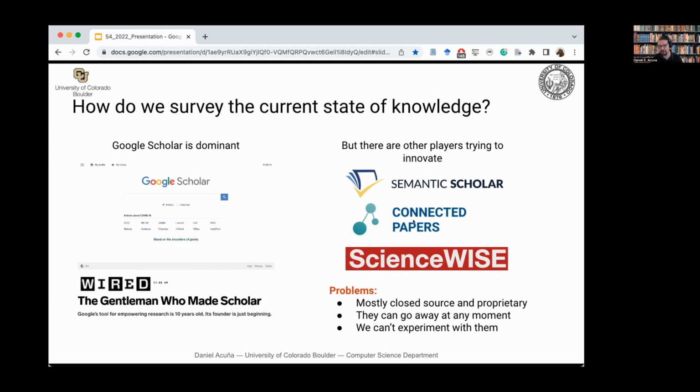Semantic Scholar is one of them. Connected Papers, I don't know how many of you have heard of it, is a really nice search engine that allows you to find relationships between papers and forms a graph. And there are many, many other alternatives.